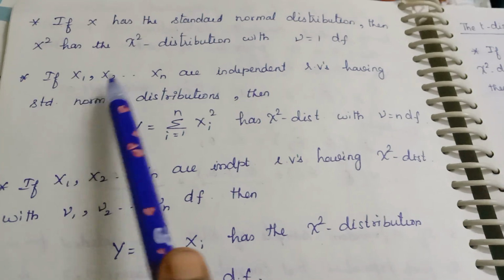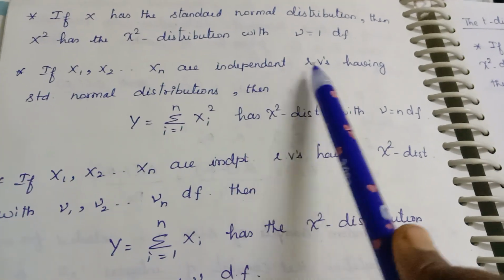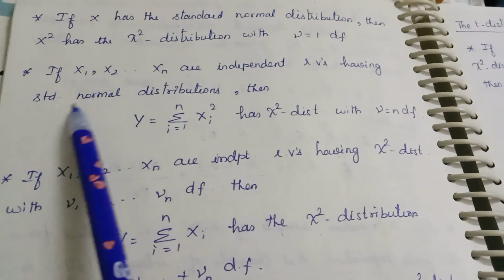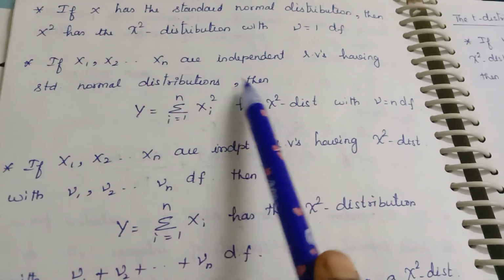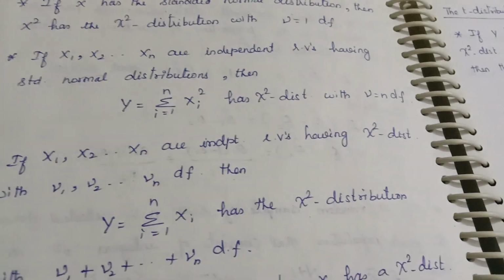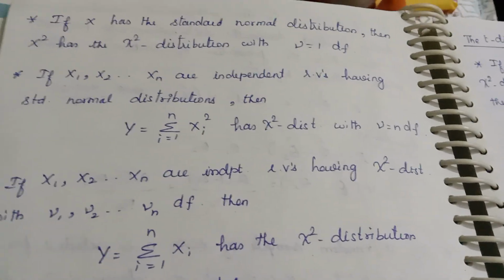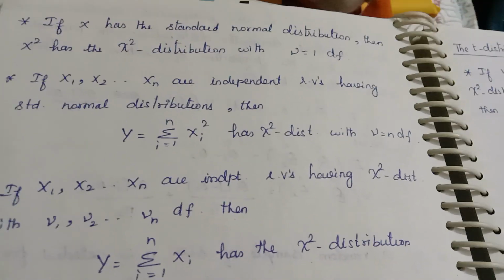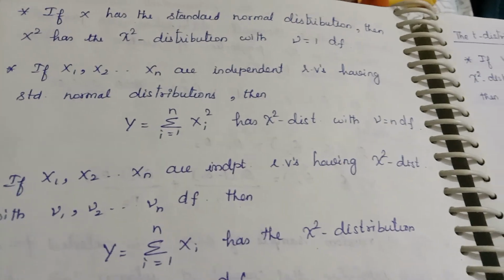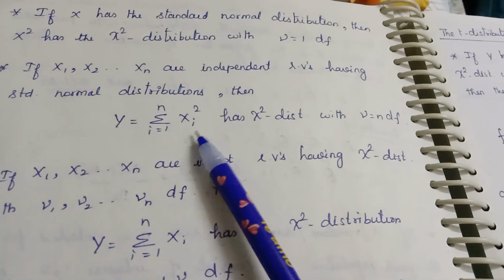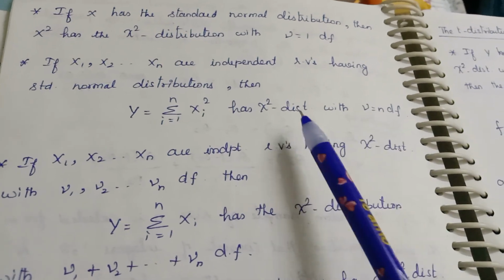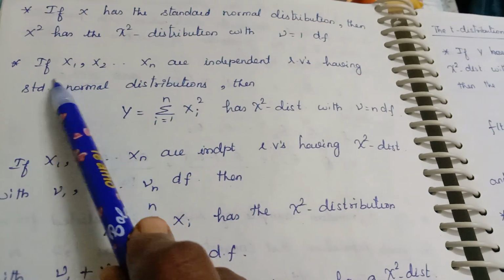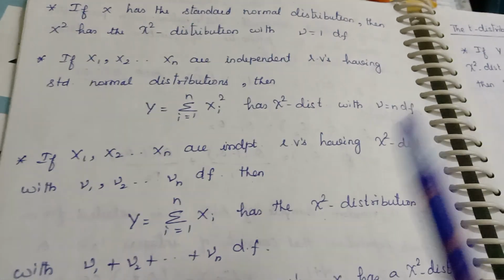Suppose I have n such independent random variables, each one having a standard normal distribution, that is, each one having mean 0 and variance 1. In that case, the summation of xi square follows a chi-square distribution. Previously we talked about a single random variable and its square, now I am taking the sum of squares of n random variables, and this follows a chi-square distribution with nu degrees of freedom. What is this nu? How many variables are here? n. So nu equal to n.